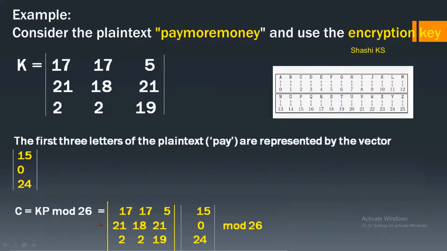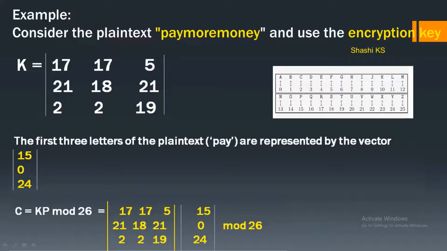We have to do a normal matrix multiplication here. Take the first row of the key K matrix, that is 17 is multiplied with 15, 17 is multiplied with 0 and this 5 is multiplied with 24, and all of the results will be added together and it will form the value in the first row of your ciphertext column vector. Next we have 21 of the second row multiplied with 15, 18 of the second row multiplied with 0, and 21 of the second row multiplied with 24.